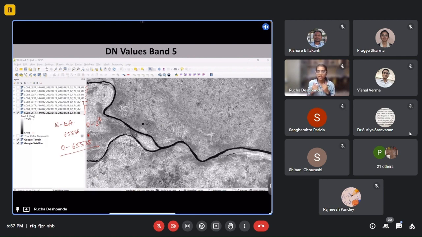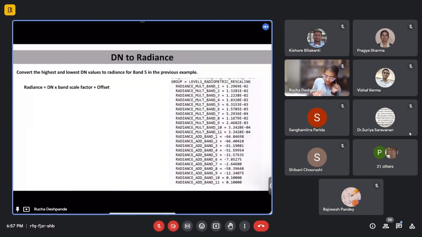We will now try to do these calculations of conversion of DN values to radiance and then TOA reflectance. We will try to convert these DN values for band 5 of Landsat 8. So convert the highest and lowest DN values to radiance for band 5 in the previous example. The highest value is 17578.